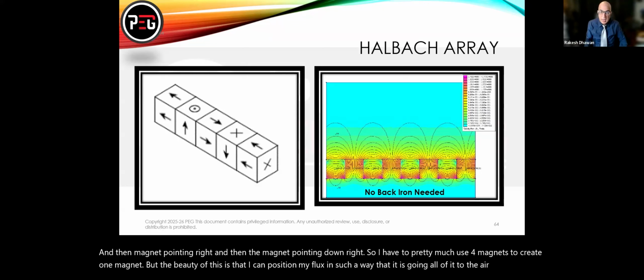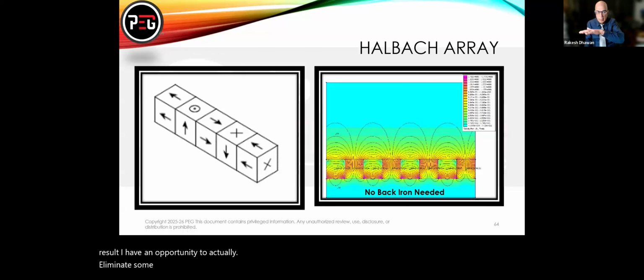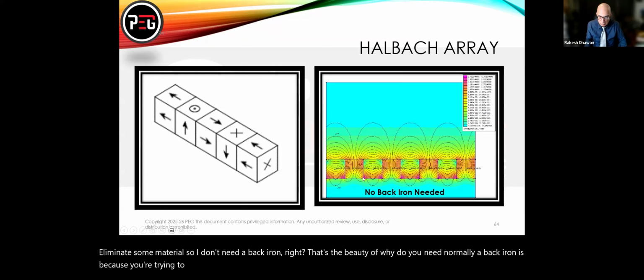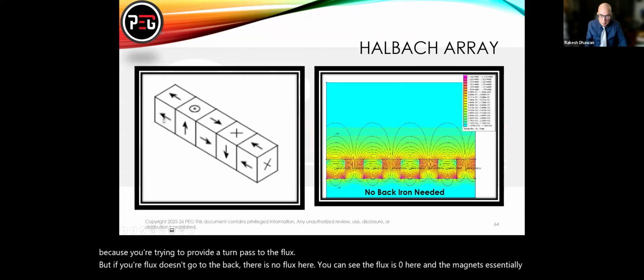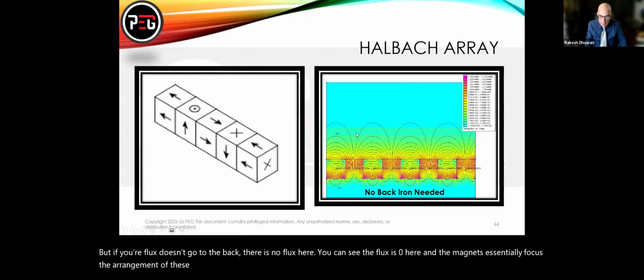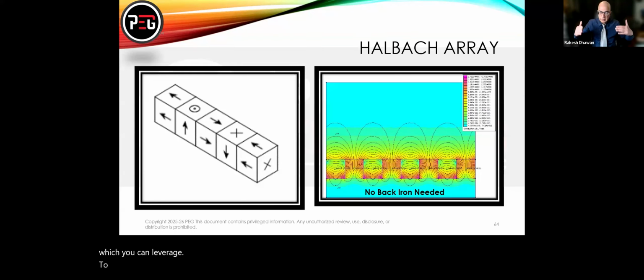And as a result, I have an opportunity to actually eliminate some material. So I don't need a back iron, right? That's the beauty. Why do you normally need a back iron? Because you're trying to provide a return path to the flux. But if your flux doesn't go to the back, there is no flux here. You can see the flux is 0 here, and the arrangement of these magnets helps us focus everything to the air gap. Now you have this beautiful magnetic structure which you can leverage to have a motor which has less material.